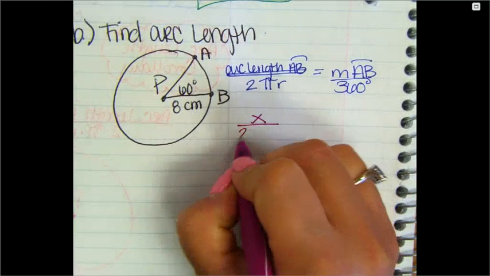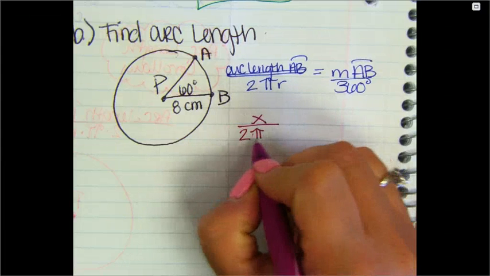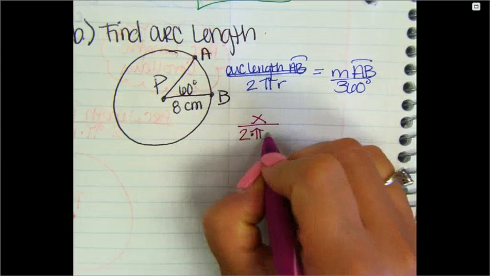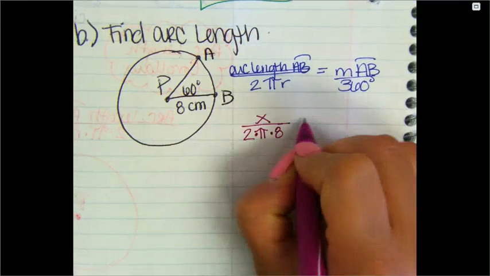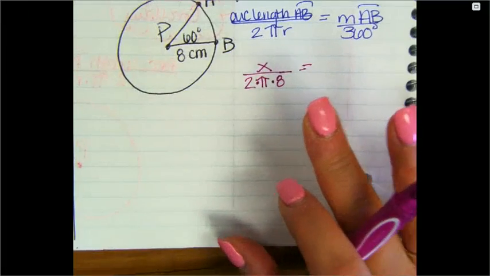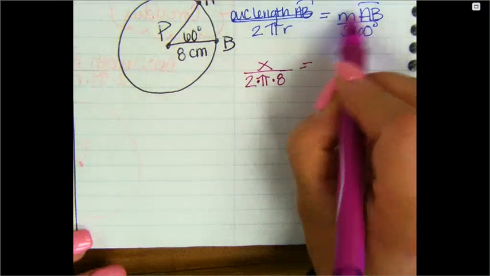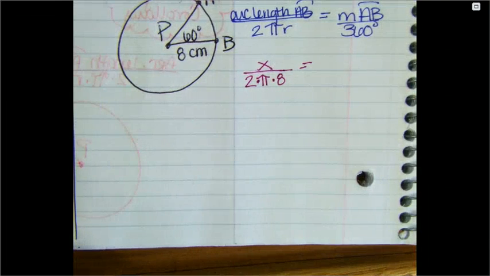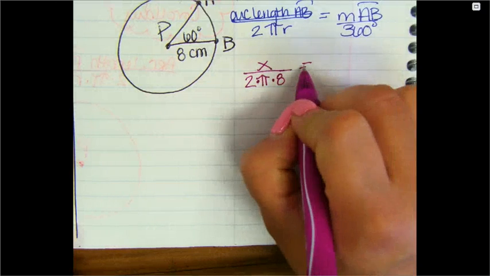Over, do we have 2? Yep. Do we have pi? Yep. Do we have r? What is it? 8 centimeters, yes. So when I measure at the end, my answer should probably be in what? Centimeters. Do I know the measure of arc AB? What is it? How do you know it's 60?